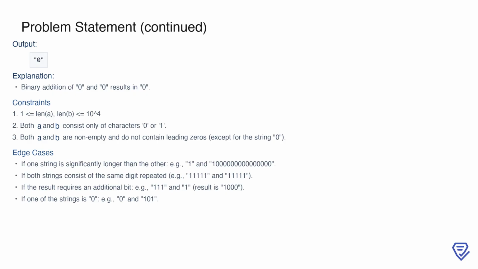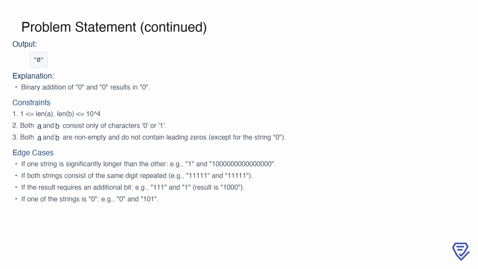First, the length of each input string can range from 1 to 10,000 characters, meaning the function must handle very large binary numbers efficiently. Additionally, both input strings will only contain the characters 0 or 1, and neither will have leading zeros, except for the special case where the string itself is 0.